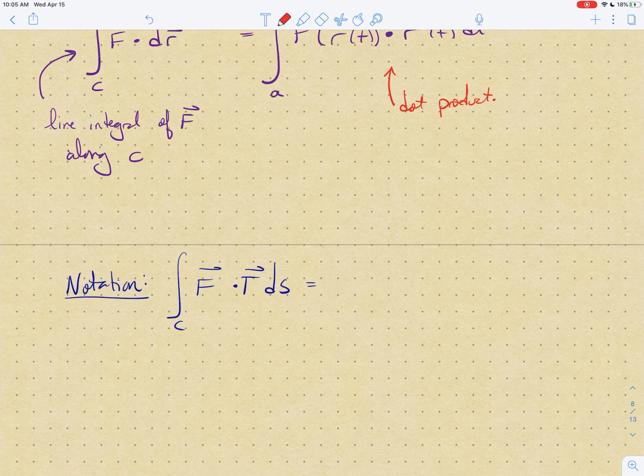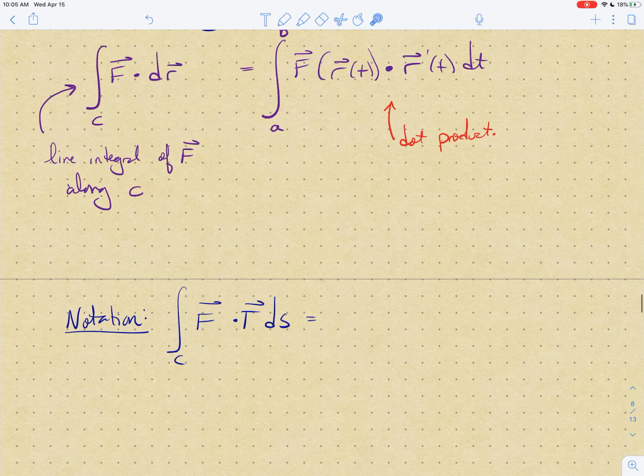I do want to show you some notation, though. Sometimes you'll see this written, and I want you to realize that when you see F dot T ds, it's the same as this. This is just a symbolic way of saying, hey, compute the line integral of F along C. Now, some of you aren't going to like this because there's a ds at the end. Wait, what's that supposed to be about? Well, let's think about this notation, and I'll show you why it's actually the same, and you'll just need to recognize these mean the same thing.